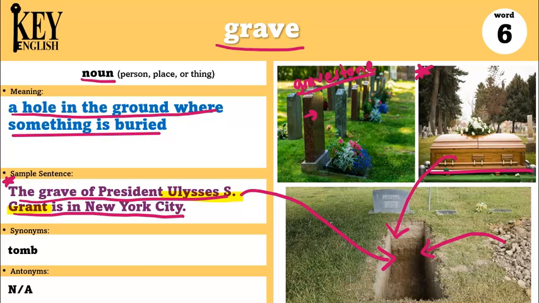A synonym for grave would be a tomb. And this word tomb, we often use it when we're talking about maybe something ancient like the pyramids, and we might find the tomb of a pharaoh inside the pyramids. And there are no antonyms for this word.